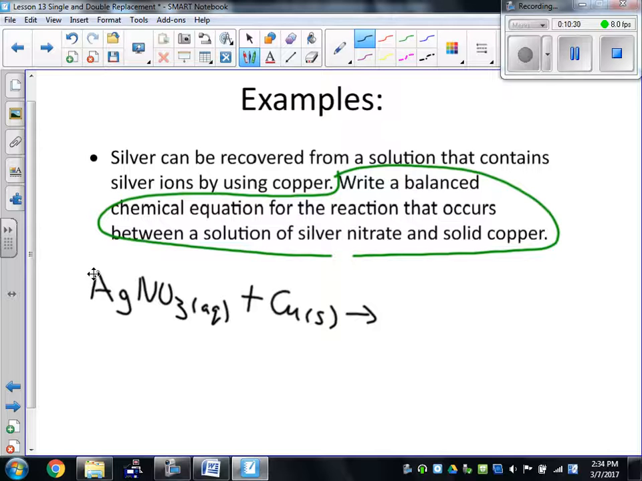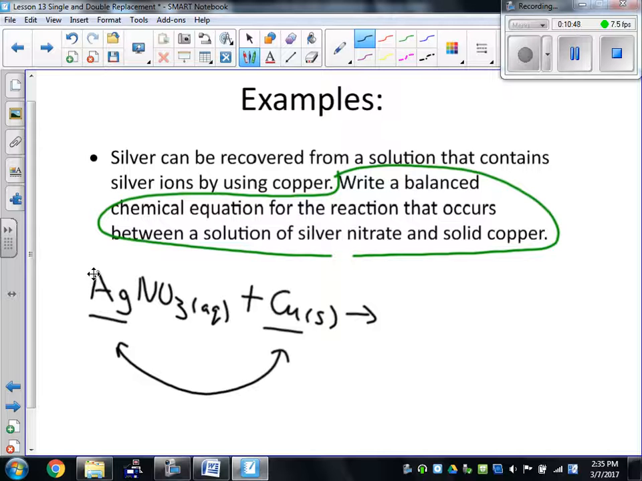Okay? So what are we switching here, guys? Tell me. What are we switching? What two parts are we switching? Quickly. Yep. Copper and silver. So we're going to switch the metals. Yes? The old switcheroo.